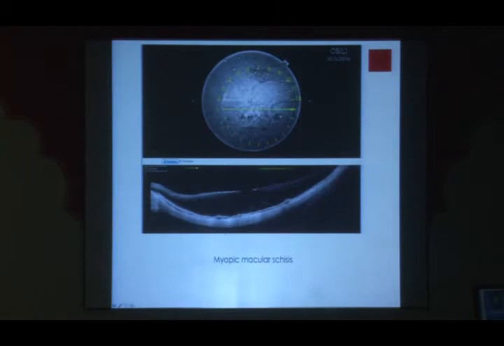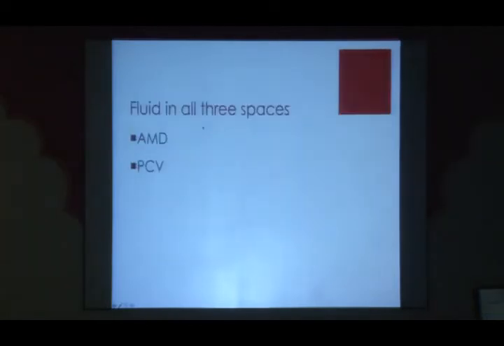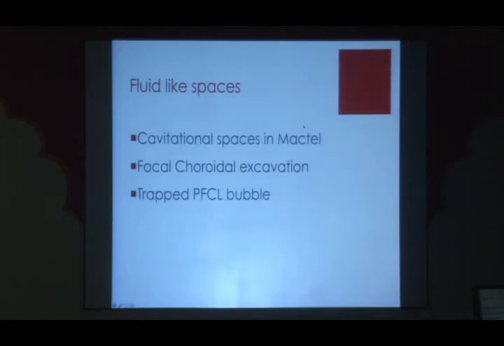But a related condition, which is not really caused by exudation, is macular myopic schisis. You can see the spread of the retina and interneurons also visible along with a small foveal detachment and a lamellar hole. A similar case of retinoschisis, you can see the split in the layers. You can get fluid in all three spaces, as in this case: sub-PED space, subretinal space, and intraretinal space. You can get fluid-like spaces.